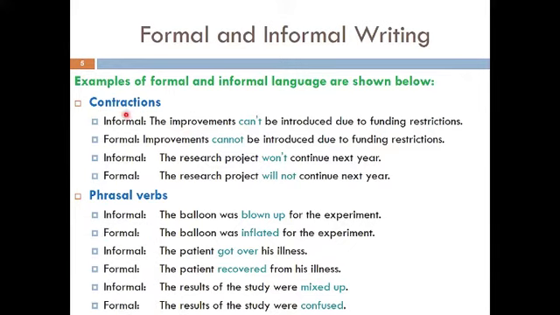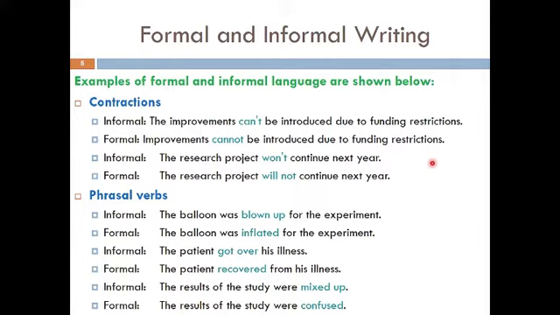Informal: the improvement can't be introduced due to funding restriction. Now, the formal way of writing this is: improvement cannot. So the difference here is that there's a contraction, can't. But when you're writing formally, you use cannot be introduced due to funding restrictions.